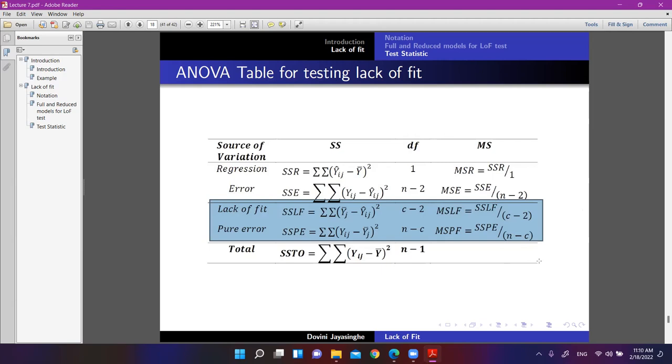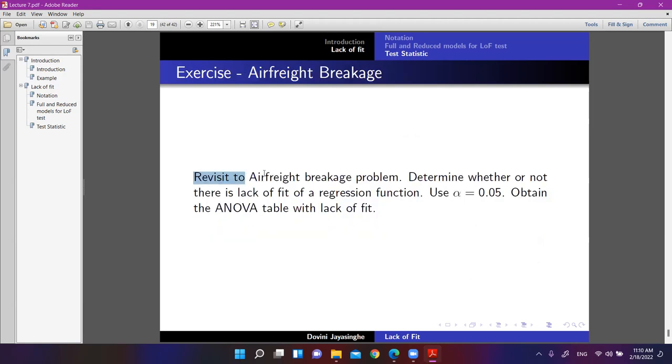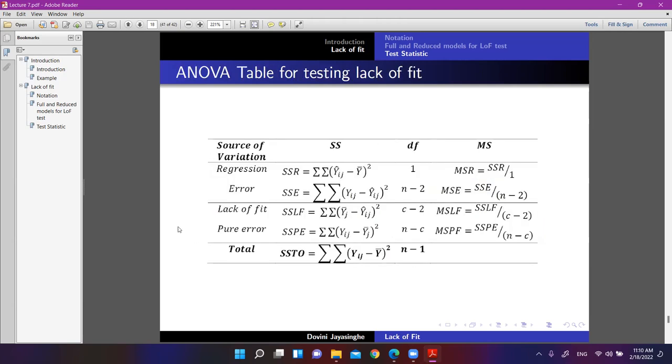So to get this completely into your head, for example, let's say for the exam, I'll give you an ANOVA table to complete. I give you spaces, I give you blanks, and I want you to complete it. So you all should know how to construct the full ANOVA table in that case. Right, for the air freight breakage example, revisit the example and determine whether or not there is lack of fit of a regression function. So you don't have to compute the ANOVA table from scratch. Why? Because a couple of lecture sessions ago, we constructed an ANOVA table for this example, right? So you just have that construction, just include these two rows. That's all I want you to do, right? Just copy the ANOVA table with some space here. Compute these two. Anyway, you don't have to compute both of these even, right?